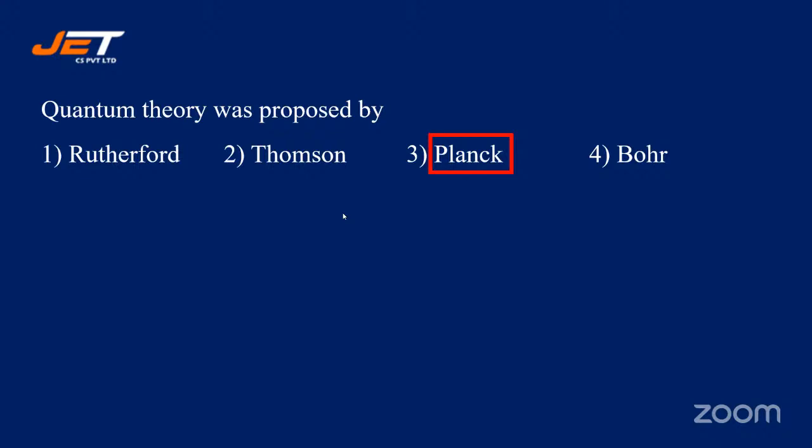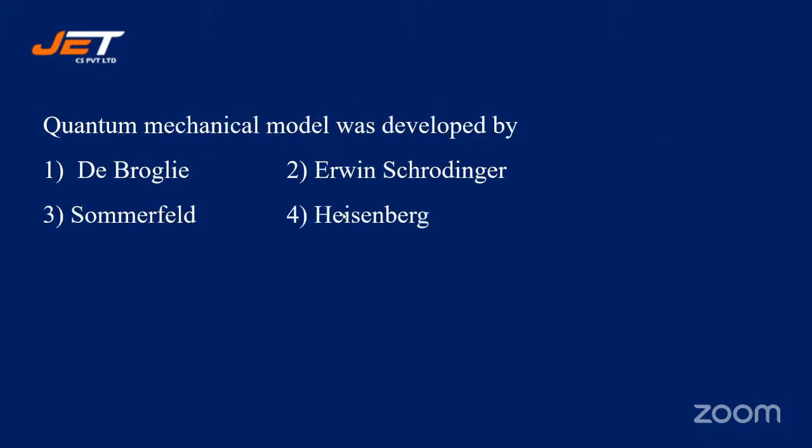All right, moving ahead, students. Next question. Quantum mechanical model was developed by, and your options are number 1, de Broglie, option number 2, Erwin Schrödinger, option number 3, Sommerfeld, or is it option number 4, Heisenberg? Quantum mechanical model was developed by whom?